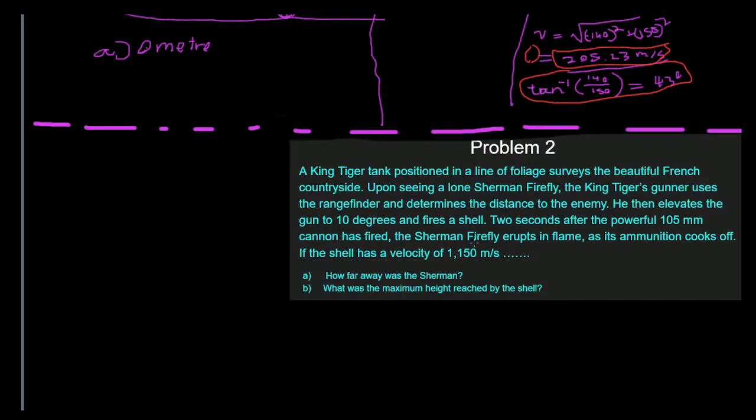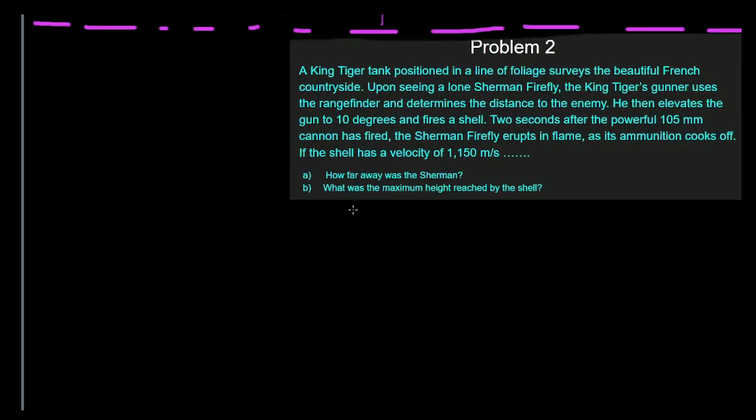Okay, now we can move on to our next problem. A king tiger tank positioned in a line of foliage surveys a beautiful French countryside. Upon seeing a lone Sherman Firefly, the king tiger's gunner uses the rangefinder and determines the distance to the enemy. He then elevates the gun to 10 degrees and fires a shell. 2 seconds later, after the powerful 105mm cannon has fired, the Sherman Firefly erupts in flame as its ammunition cooks off. The shell has a velocity of 1,150 meters per second. A. How far away was the Sherman? And B. What was the maximum height reached by the shell?